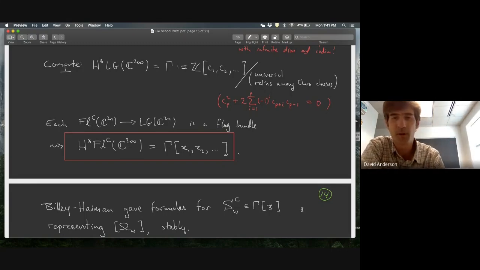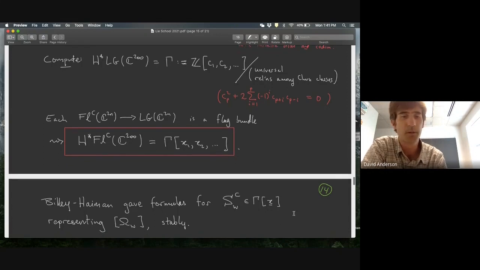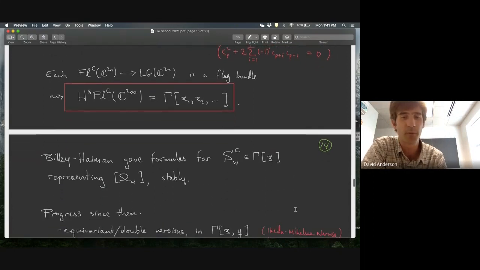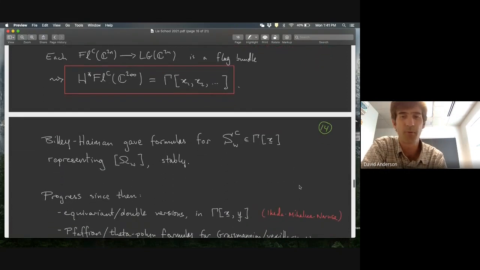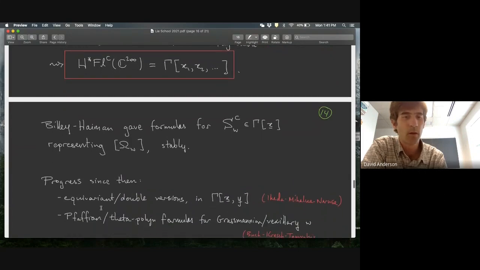And their formulas involved, again, Lie theoretic combinatorics having to do with reduced words, which express each W as a product of simple transpositions. Okay, so this is 1994, when their paper came out. A lot of progress has been made since then.